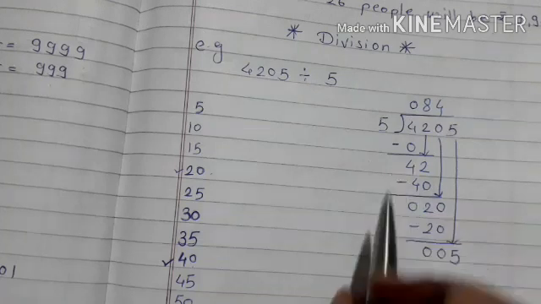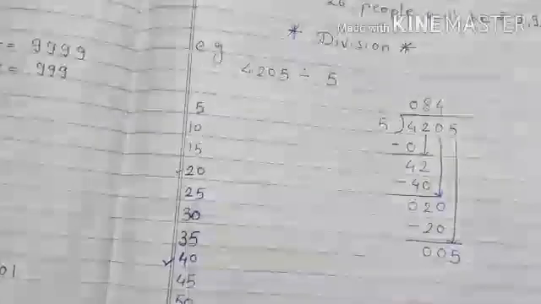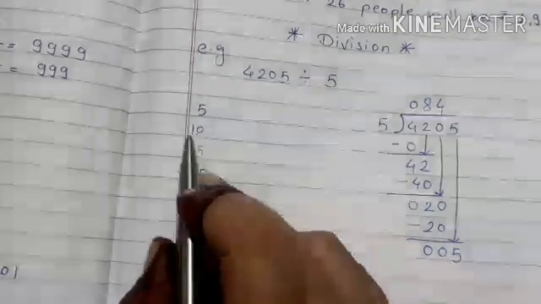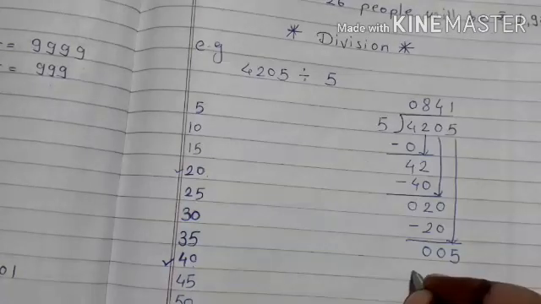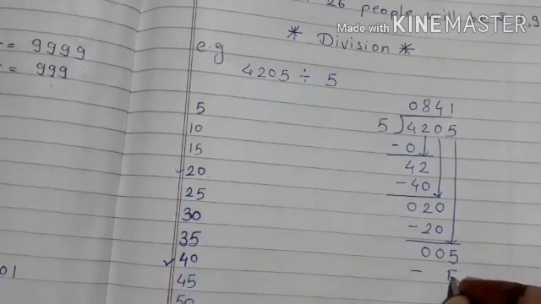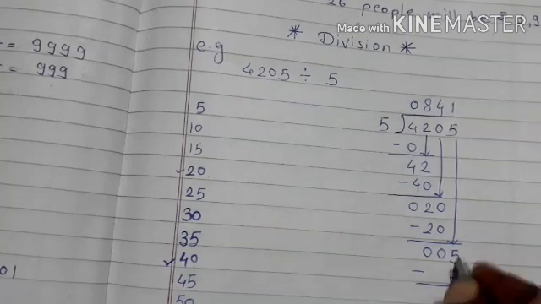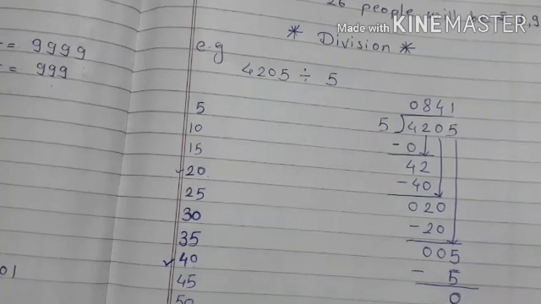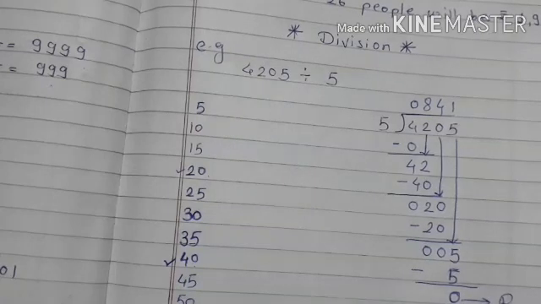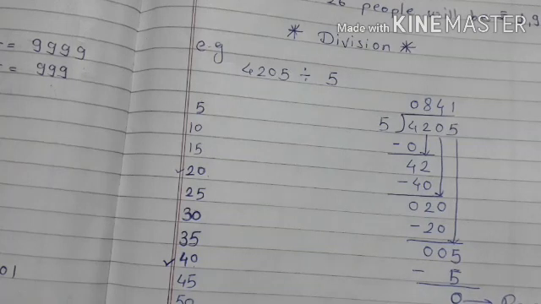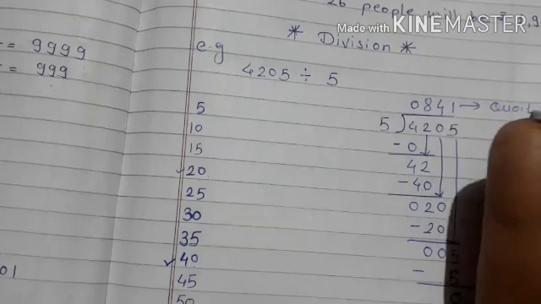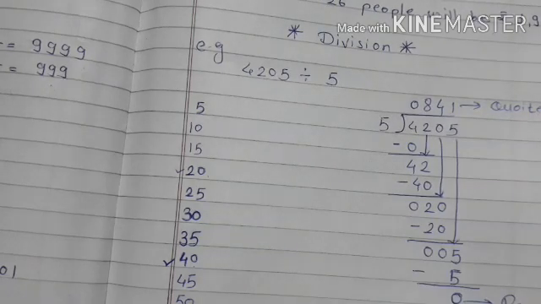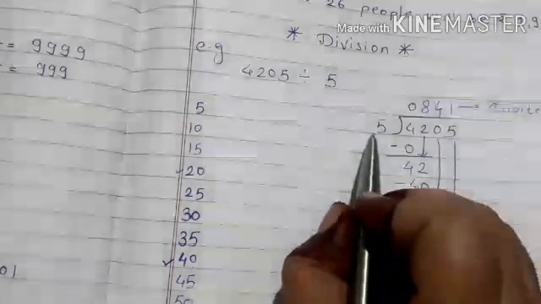Now we have to divide. We have to check, is 5 in the 5 table? Yes, 5 is there on the first place only. So we have to divide by 1. 5 ones are 5. So 5 minus 5 is 0. So this is the remainder. The answer is called the quotient, and these are the dividend and divisor.